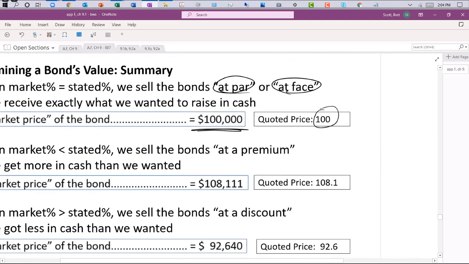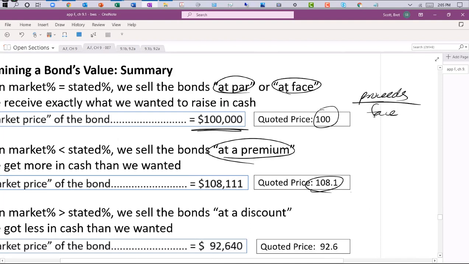And so what we do to determine the quoted price is basically take the proceeds and divide it by the face value. In this case, it's the 100,000 divided by the 100,000. But what about if we sell it at a premium? Well, the quoted price, what we would see on the market, is 108.